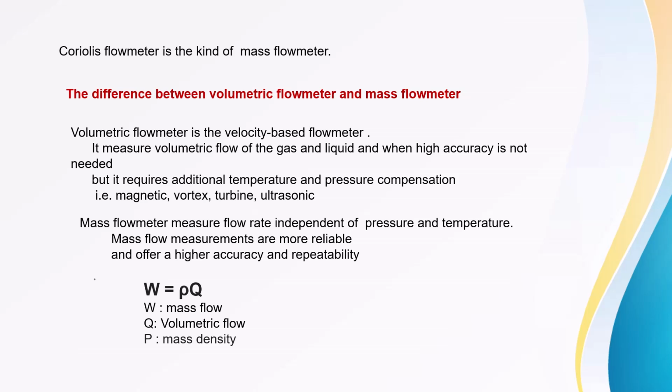But a mass flowmeter measures flow rate independent of pressure and temperature. Mass flowmeter measurements are more reliable and offer high accuracy and repeatability. The formula is W equals rho times Q. W is mass flow, Q is volumetric flow, and rho is mass density. Volumetric flow times the density is called the mass flow rate.